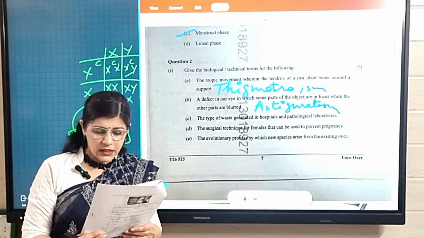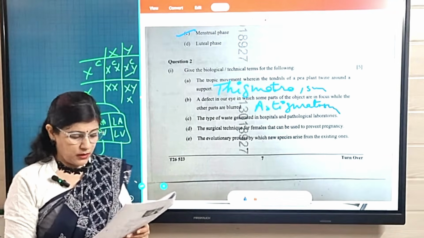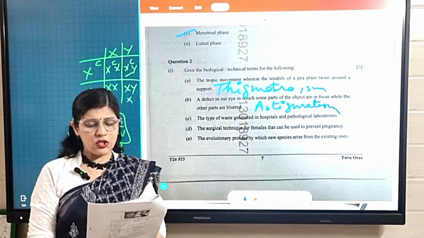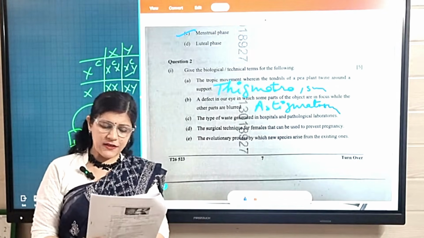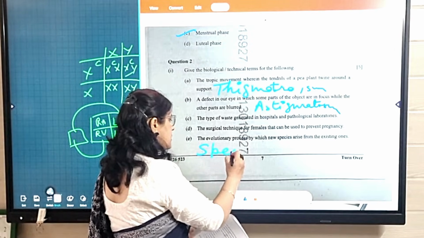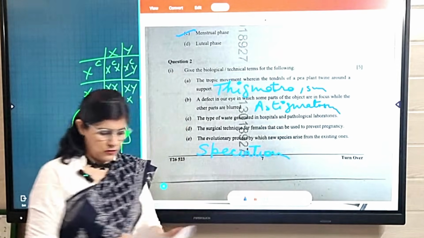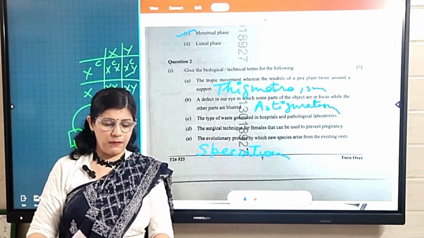The surgical technique for female that can be used to prevent pregnancy, this is tubectomy. The evolutionary process by which new species arise from the existing one, this is speciation. S-P-E-C-I-A-T-I-O-N. This is the correct answer for E part.